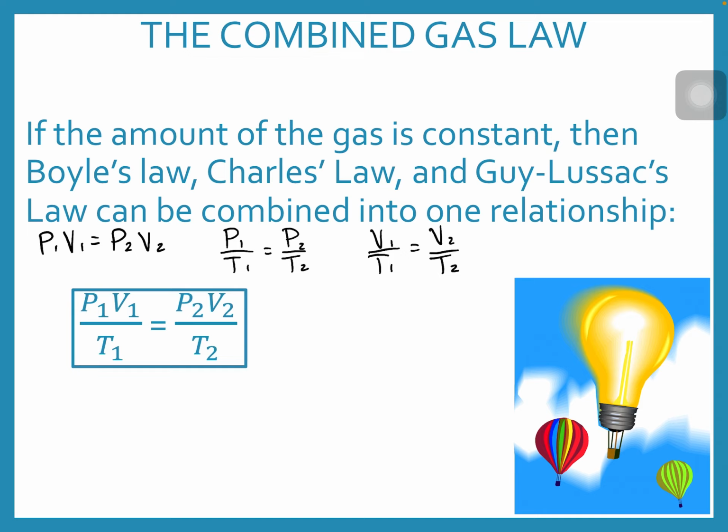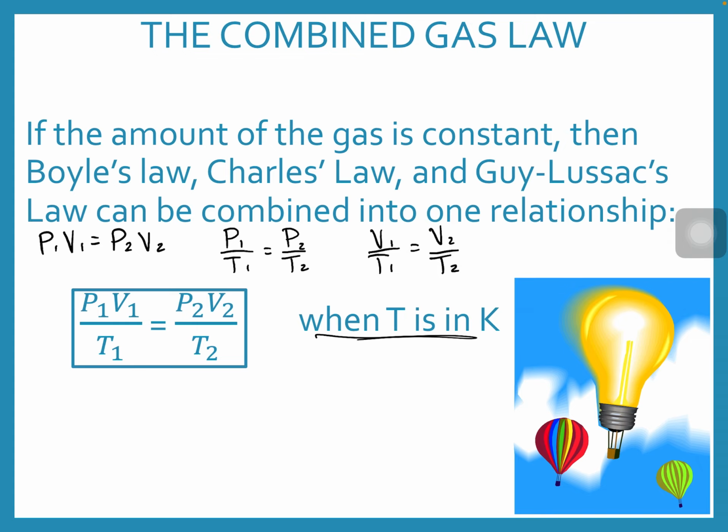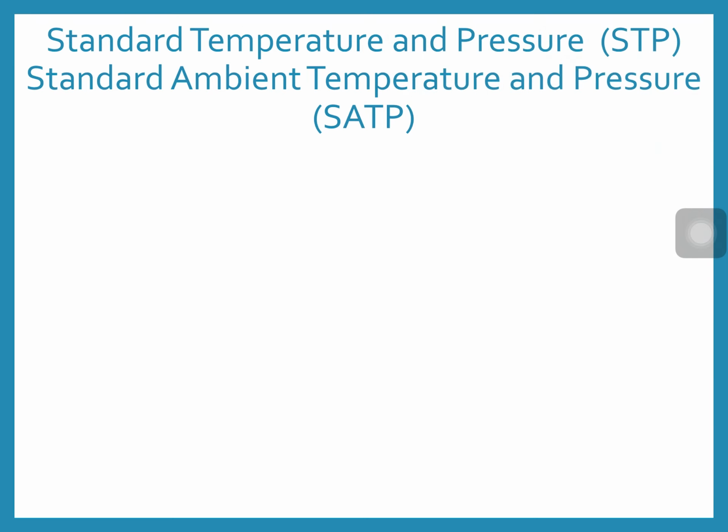So once again, in this case, if we were looking for a temperature, we could take this relationship and flip that. So T1 over P1V1 equals T2 over P2V2. And once again, super important, this is when temperature is in Kelvin. So we have to make sure that we are always converting that.